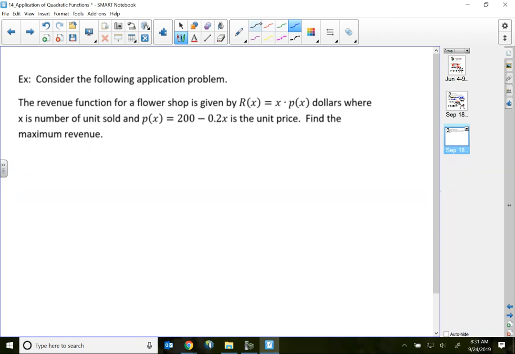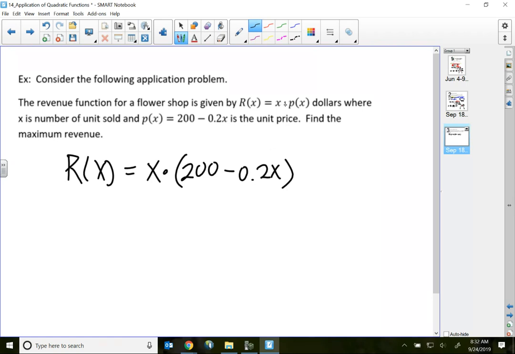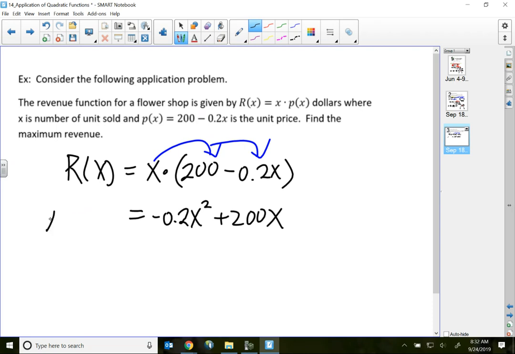Find the maximum revenue. So my revenue function is x times P of x. And since P of x is 200 minus 0.2x, I will multiply. The reason I'm multiplying is because my revenue function says x times whatever P of x is. All right, if I do another distribution, you will see this is negative 0.2x squared plus 200x. So this is my revenue function. So in order to find the maximum revenue, all I have to do again is find the vertex.